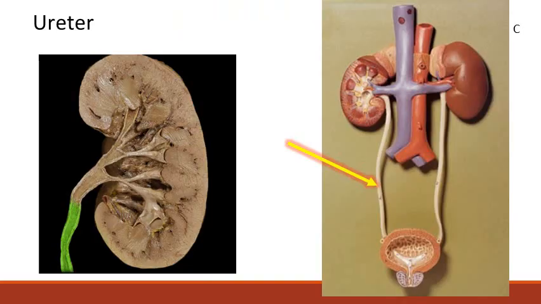Now we have the ureter. This is a paired structure. So on this one kidney here, this section down here is the ureter. And then we have the ureter right here and the ureter extending from this kidney down here.